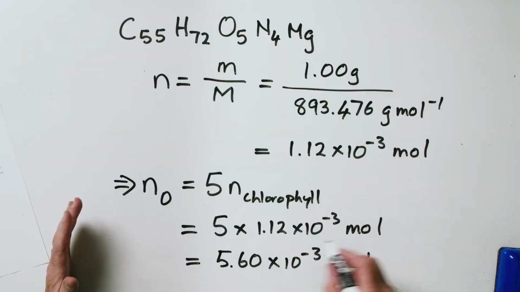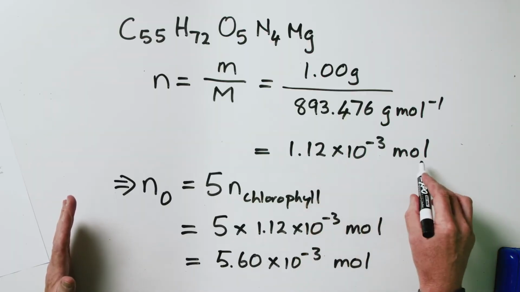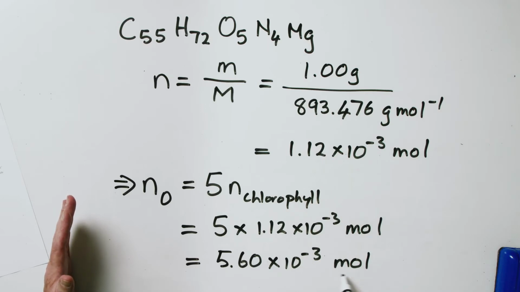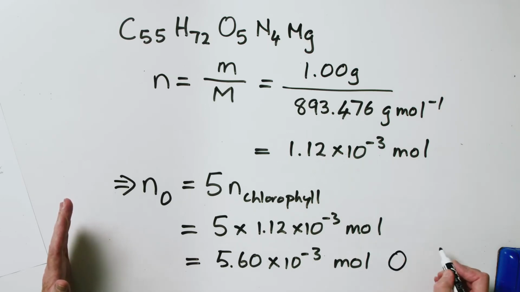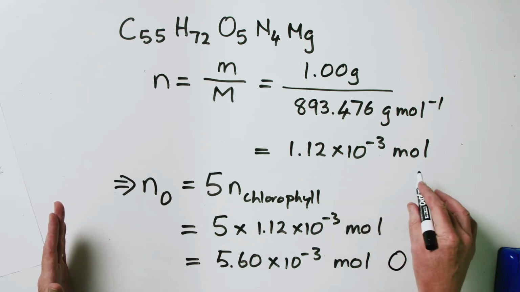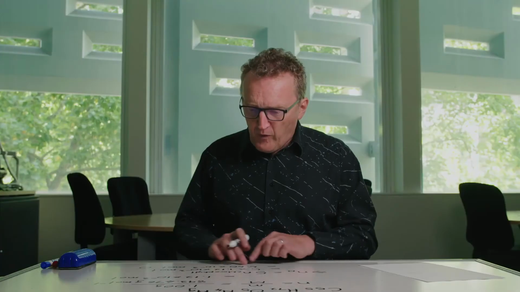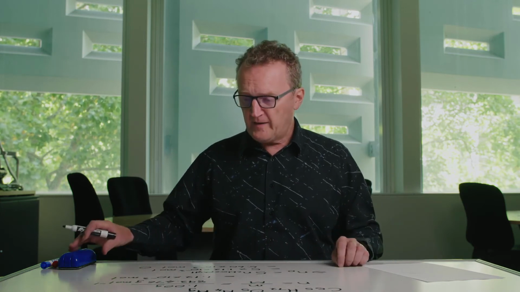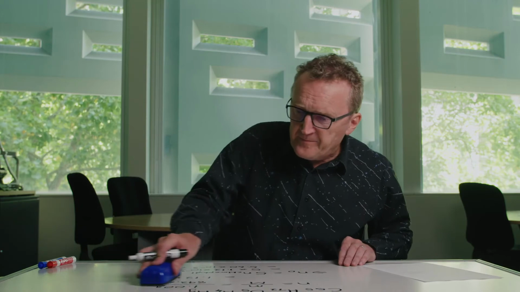And now we're very, very close to our answer. This is the number of moles of chlorophyll here, 1.12 times 10 to the minus 3. This is the number of moles of oxygen that we have in that number of moles of chlorophyll. We're one step away. We have our number of moles of oxygen. We know the molar mass of oxygen, so therefore we can get a mass of oxygen now. So how do we do that?